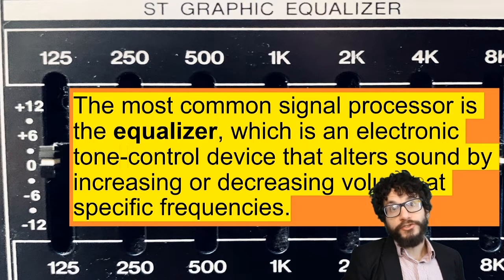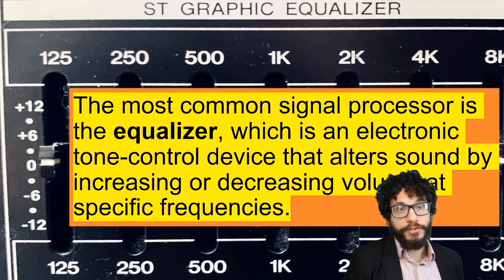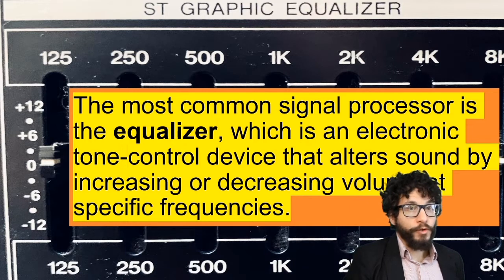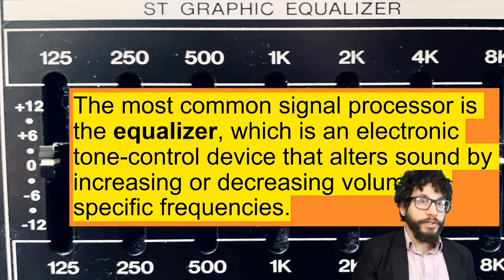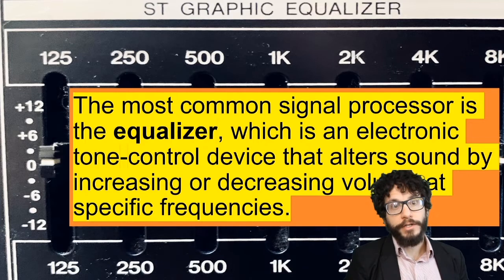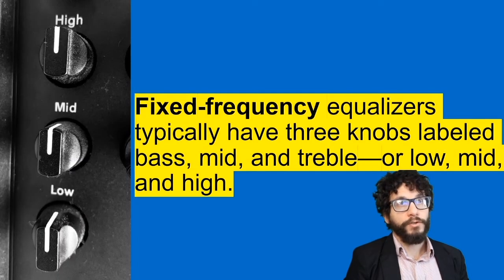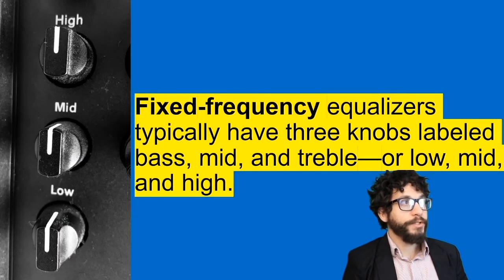So most equalizers extend from 20 Hz to 20,000 Hz, because that corresponds to the range of human hearing. So you can think of an equalizer as a volume control device designed to affect specific frequencies. Okay, there are three kinds: fixed frequency, parametric, and graphic. Let's take a look at the fixed frequency equalizer first.